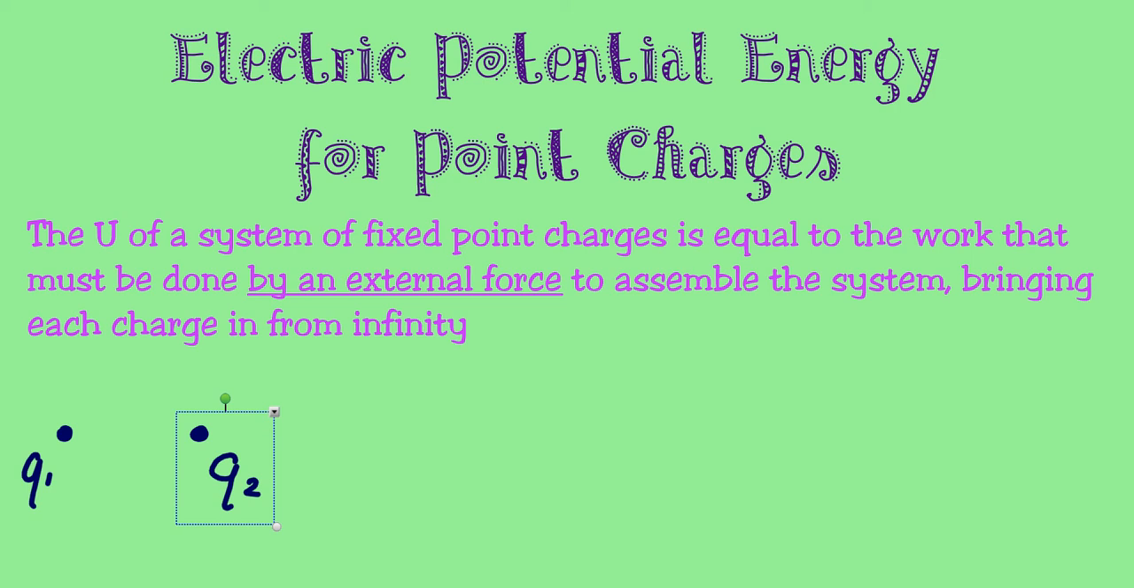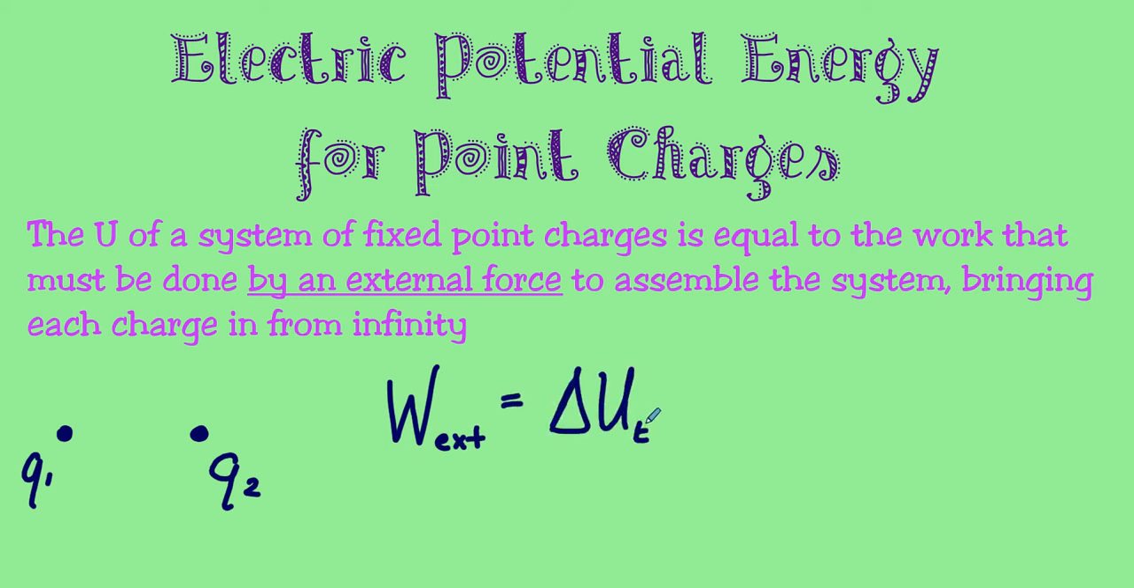The potential energy of the system would be equal to the work that has to be done by some external force to assemble the system. In other words, to bring Q1 and Q2 closer to each other. So we know that work done by some external force would be equal to the positive change in electric potential energy. Positive this time because our external force, if we think of these as being two positively charged particles, would have to be in the opposite direction of the electric force.